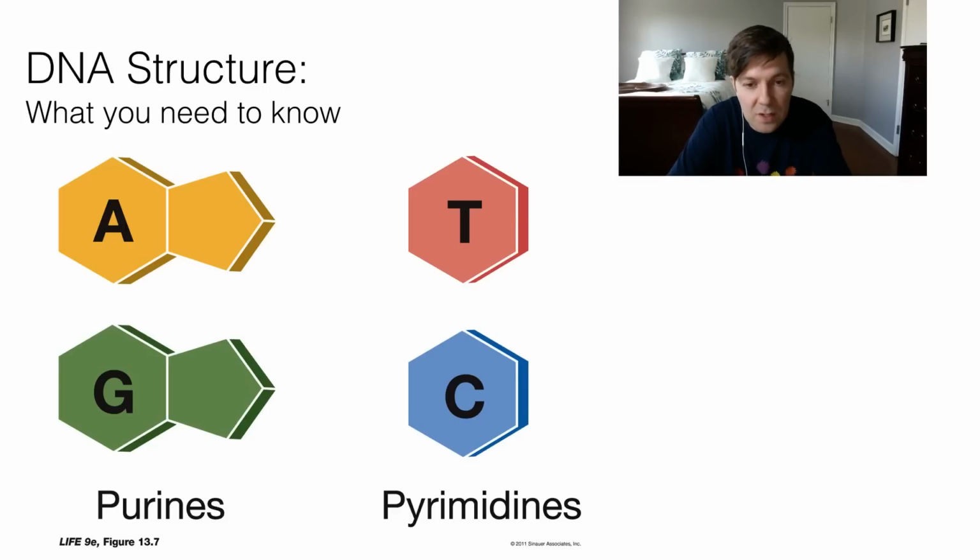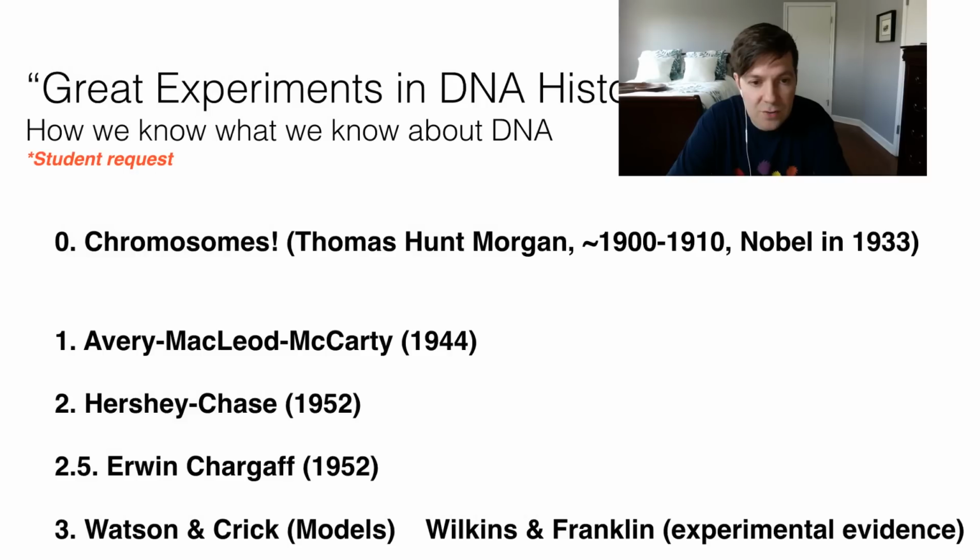Got a student question. This is not a history course. You don't need to know the details of everything that's ever happened in biology. But this is a topic, we call it Great Experiments in DNA History, where it is helpful to understand how we came to understand what's going on with molecular inheritance. So the thing I want to point out when we go through Avery, McLeod, McCarthy, Hershey and Chase, Chargaff, and then Watson, Crick, Wilkins, and Franklin.